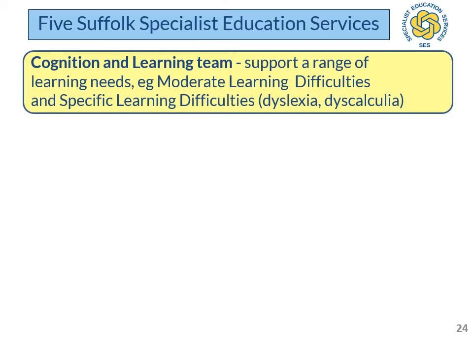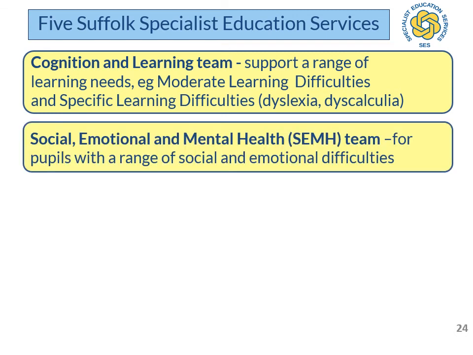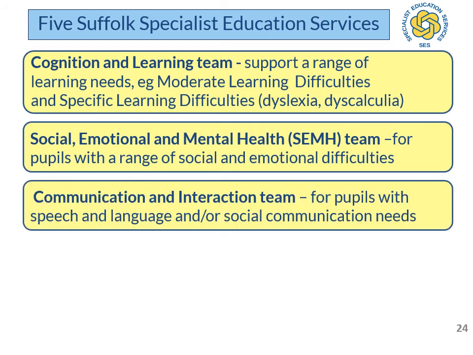The first 4 services match the categories of special educational need outlined in the SEN Code of Practice. So there is a cognition and learning team who can offer support and advice for pupils with a range of learning needs, including moderate learning difficulties and specific learning difficulties like dyslexia and dyscalculia. There is a team offering support for pupils with a range of social, emotional and mental health or SEMH difficulties. And the communication and interaction team offers advice and help for pupils with speech and language and/or social communication needs.